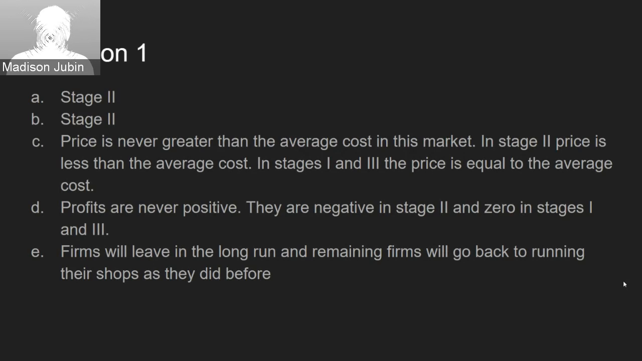C. Price is never greater than the average cost in this market. In stage 2, price is less than the average cost, and in stages 1 and 3, the price is equal to the average cost. D. Profits are never positive. They are negative in stage 2 and 0 in stages 1 and 3. And then for E, firms will leave in the long run, and remaining firms will go back to running their shops as they did before.